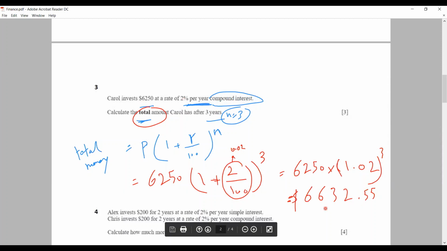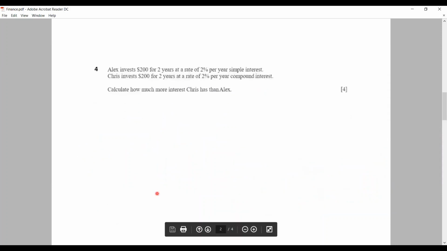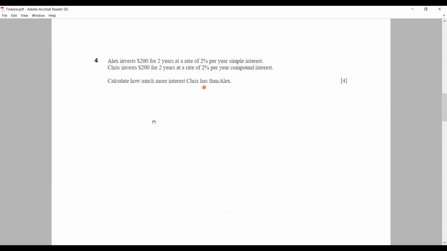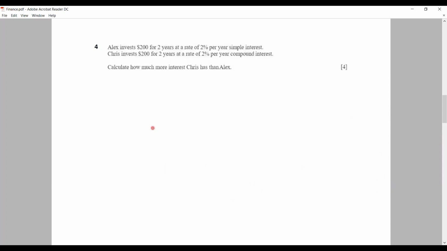So moving on to question number 4. I think this is, yeah, now we have to do what I just told you here in this question. We have to subtract that because they're asking for interest. We have 2 people, Alex and Chris. So they invested the same amount of money for the same period of time, same interest rate, right? But one of them chose simple interest. The other one chose the compound interest.